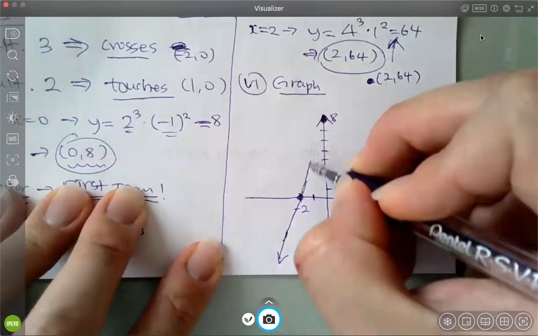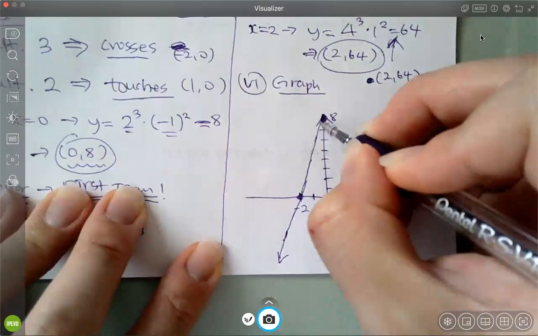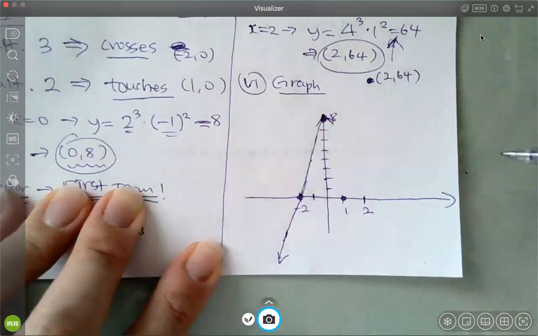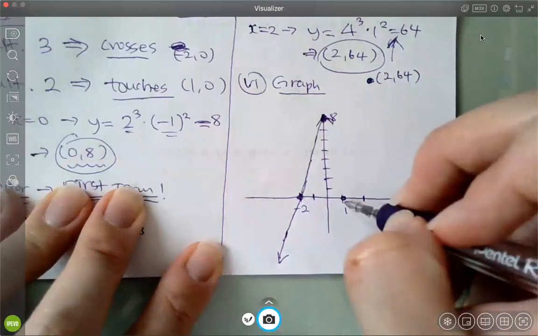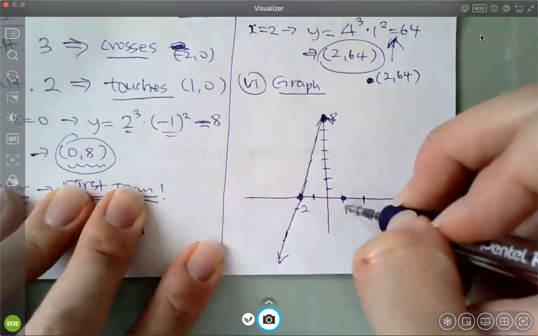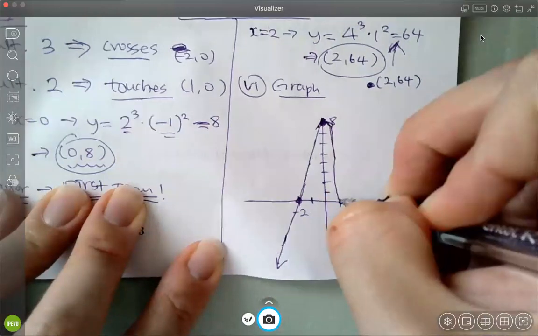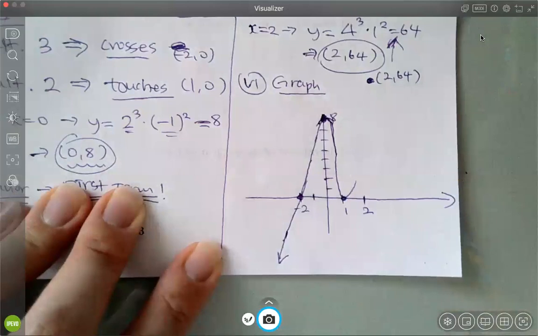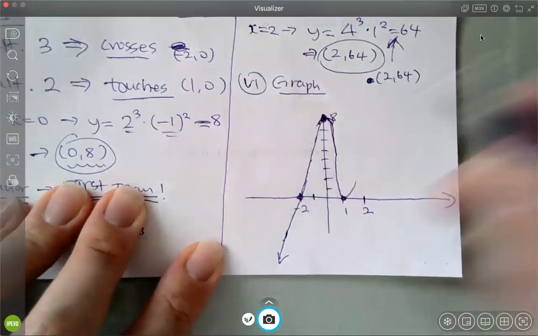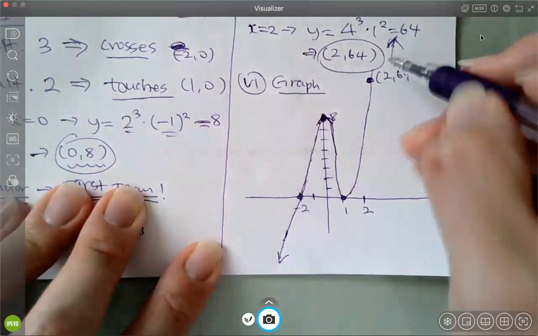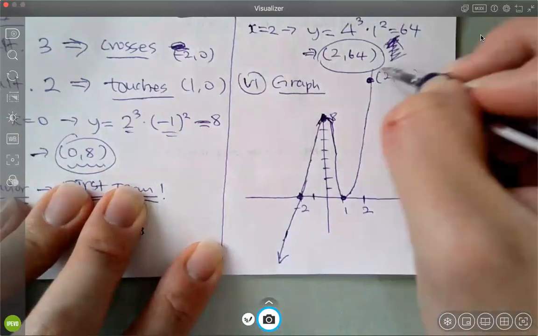So the graph keeps going up, and then it has to pass 0, 8, like this, right? And then the graph has to touch 1, 0, which is this point. So what does that mean? The graph has to change direction, and then it decreases, and then it touches and bounces back, like this, right? Okay, and then it also passes 2, 64. So what does that mean? The graph has to increase like this, right? Okay, and forget about this little arrowhead here. Okay, and so that's the graph, right?